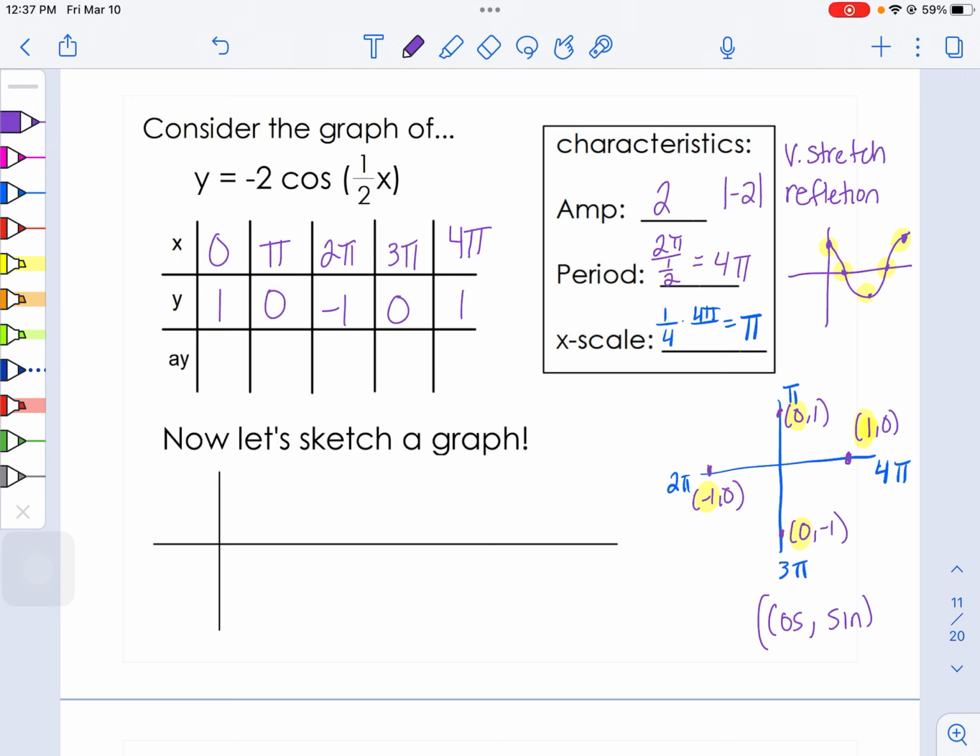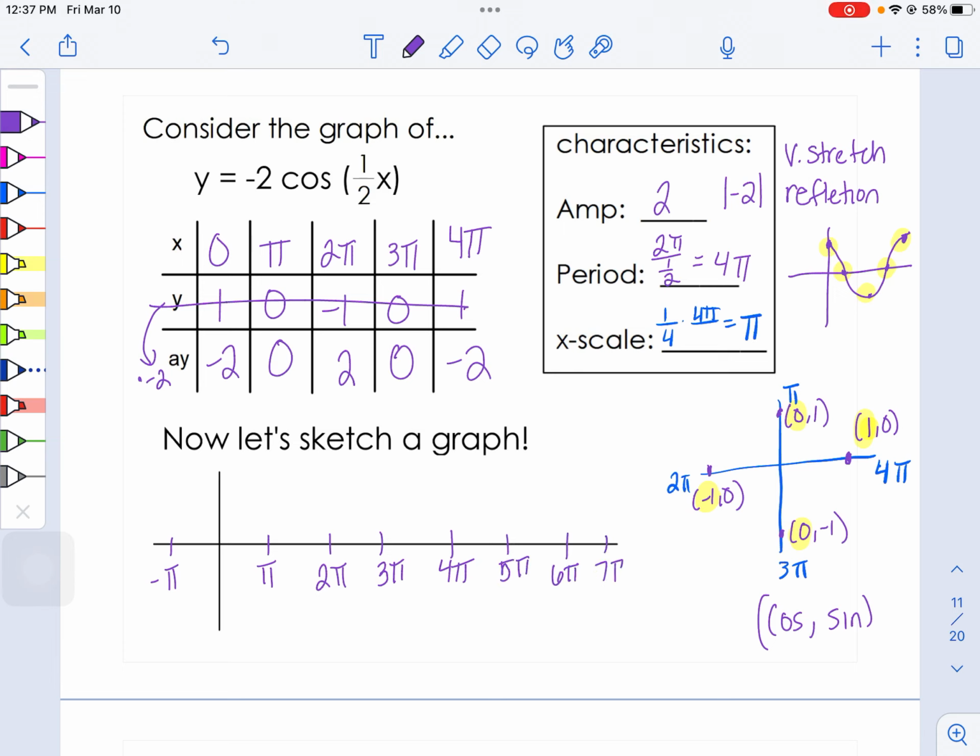But our amplitude is 2 and we're negative, so we're going to have a reflection. So you're going to take this column and multiply it by -2. So -2, 0, +2, 0, -2. Graphing the first and last. I'm going to do a couple cycles here because it's easy to count by pis. So pi, 2 pi, 3 pi, 4 pi, 5 pi, 6 pi, 7 pi, and 8 pi.